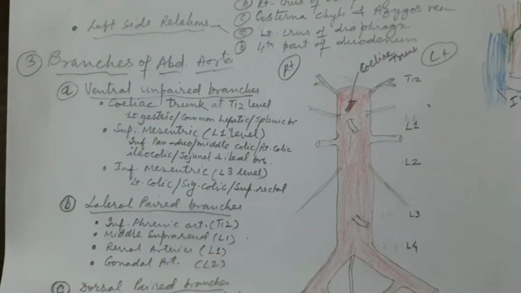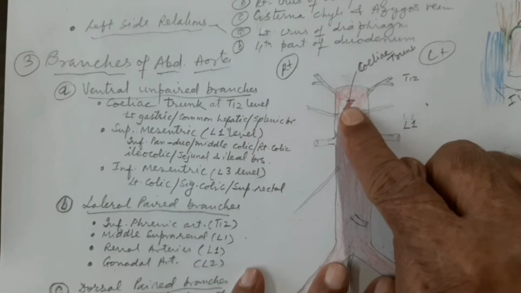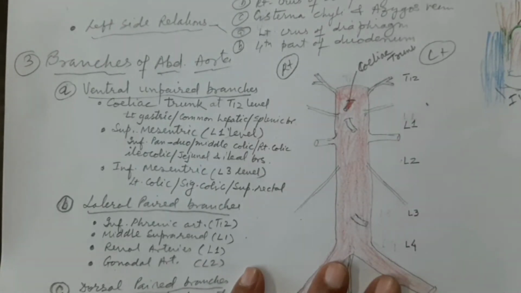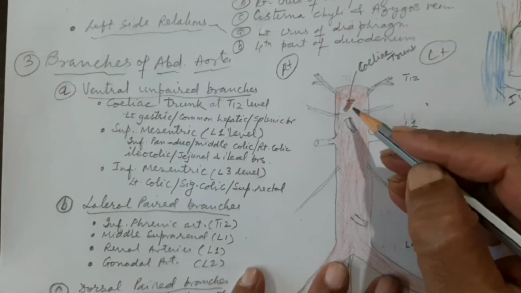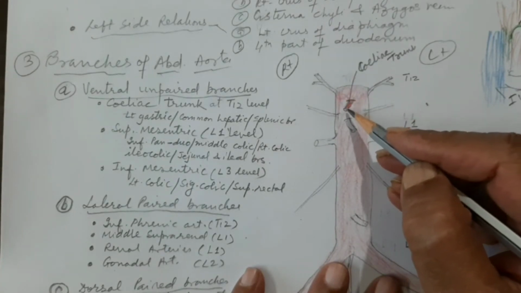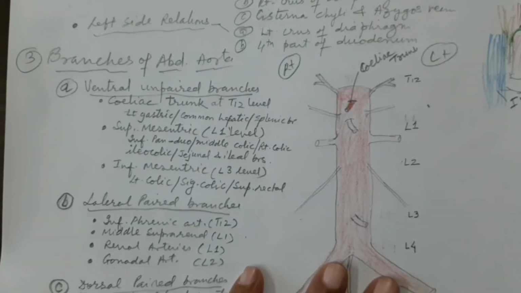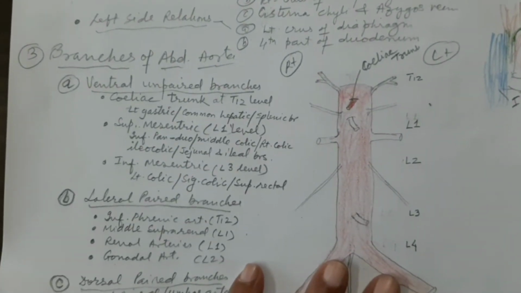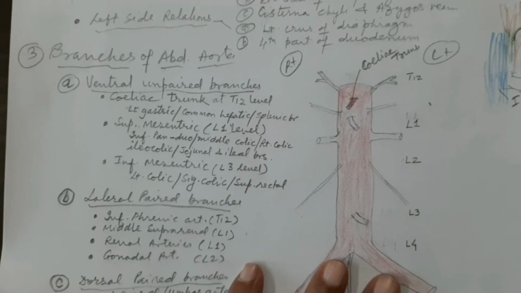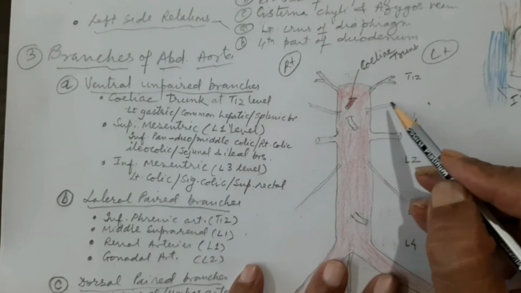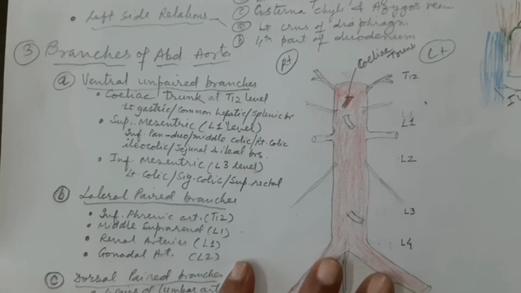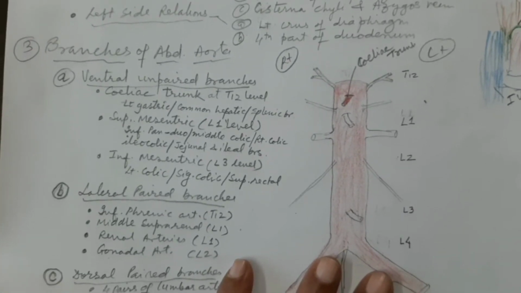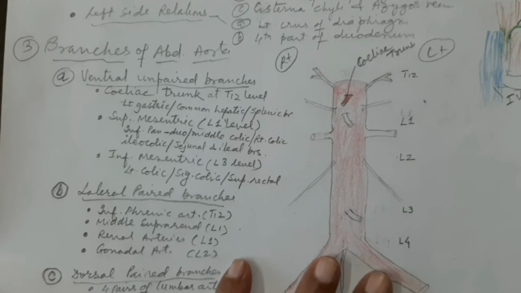This will break up into the left gastric, which will go to the lesser curvature of the stomach. It will give a branch which will go to the right side and supply mainly the liver and the duodenum, so it is the common hepatic artery. And then one tortuous branch will go towards the left side and supply the spleen. It will run on the superior border of the pancreas. So there are three branches of the celiac trunk.